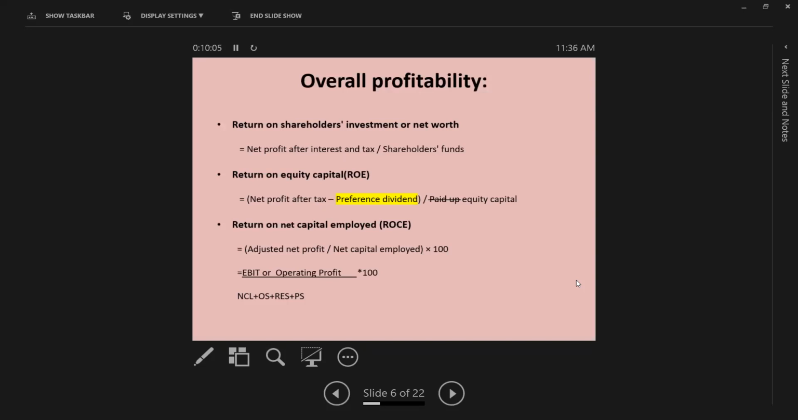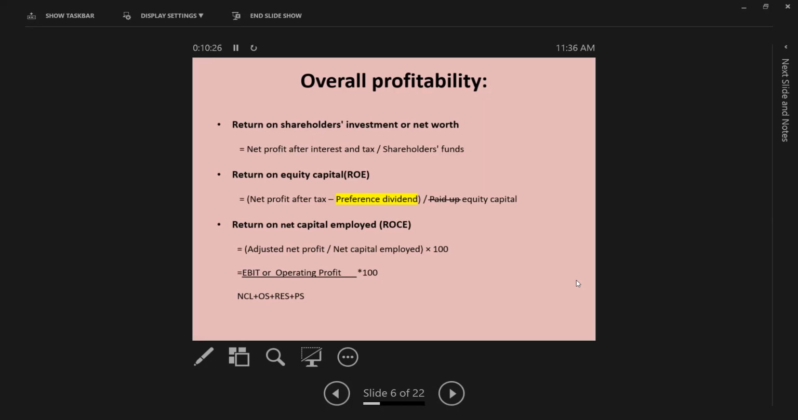Now the next one, return on net capital employed, which means the ROCE. Here in the ROCE, we are going to take the adjusted net profit. This adjusted net profit figure can be taken from the operating profit or earnings before interest and tax. Right? Then we take the earnings before interest and tax and divide it by the net capital employed.